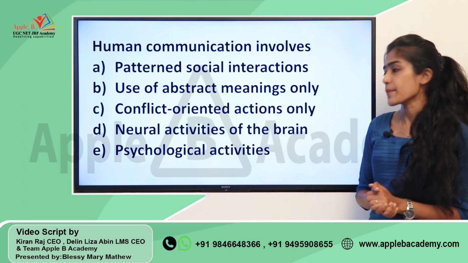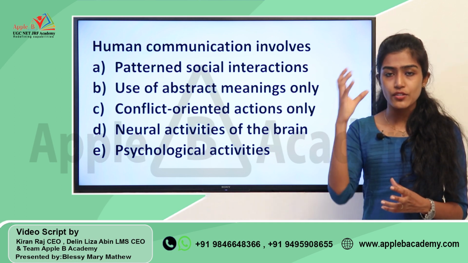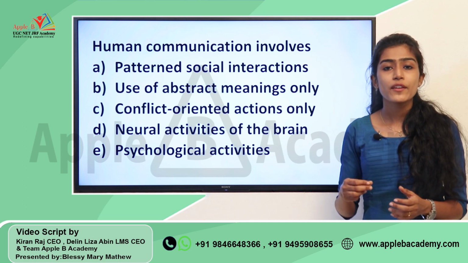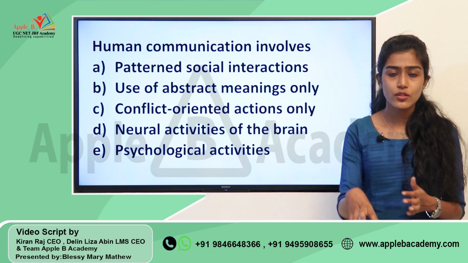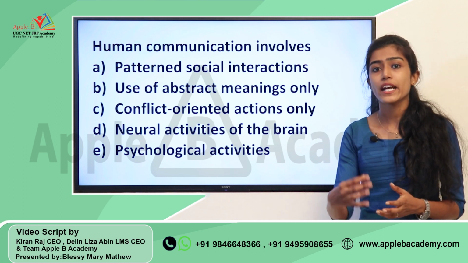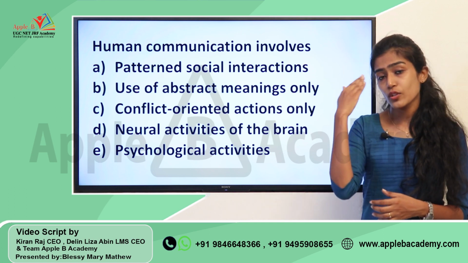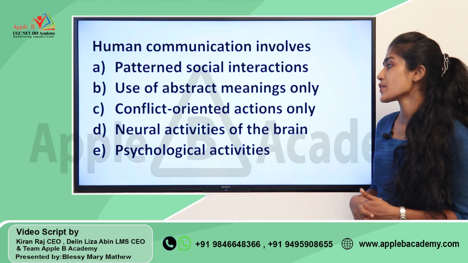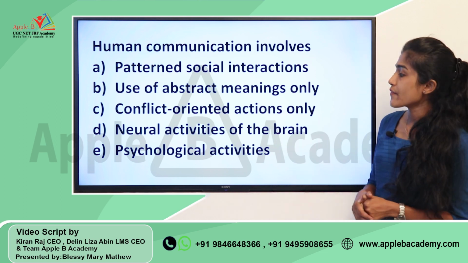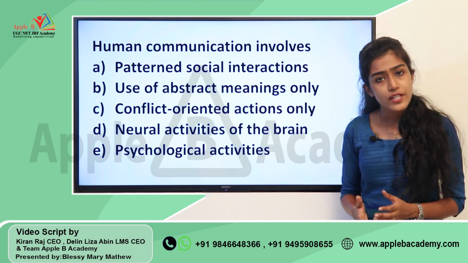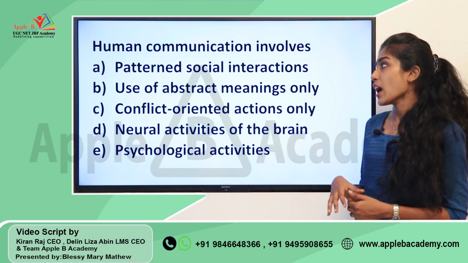Neural activities of the brain. That is right. Communication actually involves various neural activities of the brain. So when we say this process of encoding, we are thinking of various ideas and we are turning these ideas into words or in a form that can be understood by the receiver. All these things involve a lot of neural activities. In that respect, neural activities of the brain can be associated with human communication. And then you have psychological activities. Obviously, psychological activities also have a very major influence in our human communication.